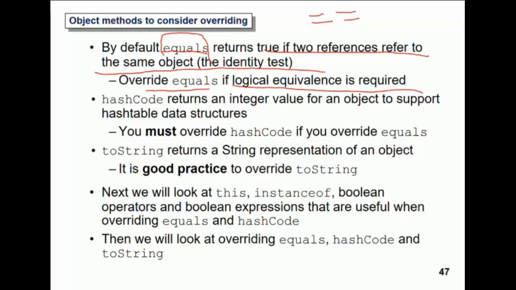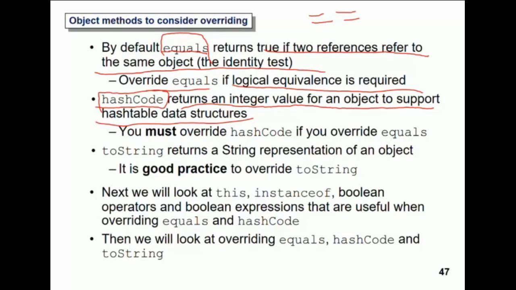Another important one is hashCode. hashCode returns an integer value of an object to support hashable data structures. There are a lot of data structures that make use of hashcodes, so that if you want to find one of the objects, it searches by the hashcode and jumps straight to the particular object that you want to use.